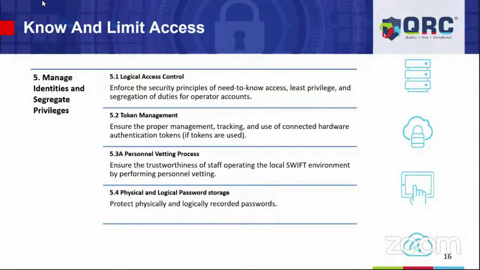Then identities and segregate privileges. It's one of the important things, and also the weakest link in the entire security, because even though it looks very, very simple, right? What is this? Just give the privileges. But we understand it's very difficult to implement control. One of the difficulties is in implementing the controls.